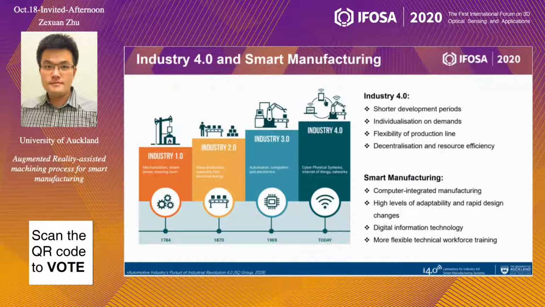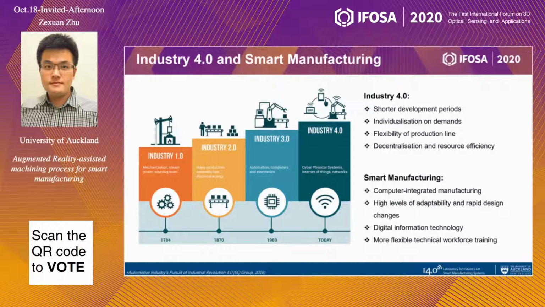Especially in the fourth industrial revolution, it comes with more requirements for the industry, such as shorter development periods, individualization of demands, flexibility of production lines, and decentralization and resource efficiency. And smart manufacturing is a broad category of manufacturing that employs computer integrated manufacturing, high levels of adaptability, rapid design changes, digital information technology, and also more flexible technical workforce training.